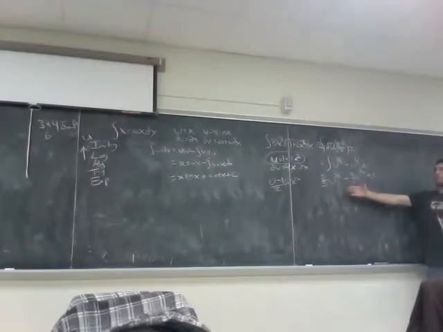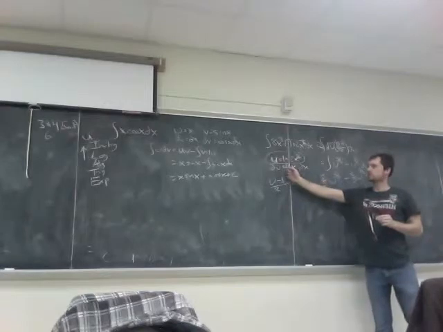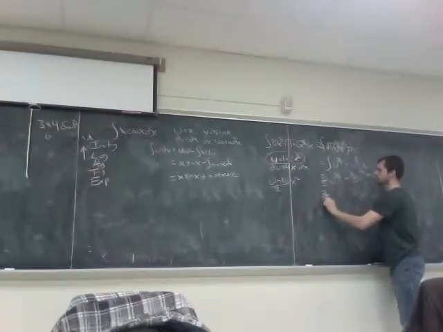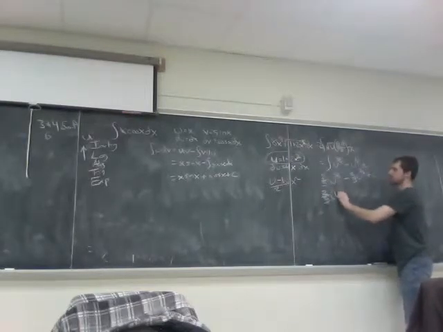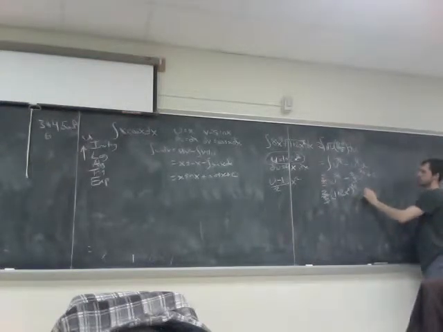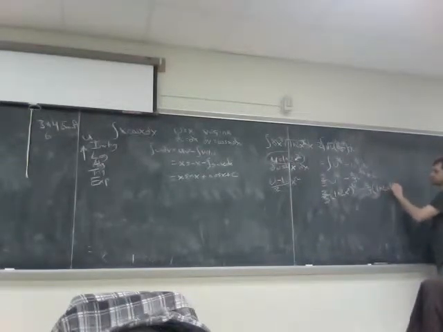And then, because this is an indefinite integral, I have to substitute back in. So I have 2/5, 1 plus 2x squared to the 5/2, and then minus 2/3, 1 plus 2x squared to the 3/2.